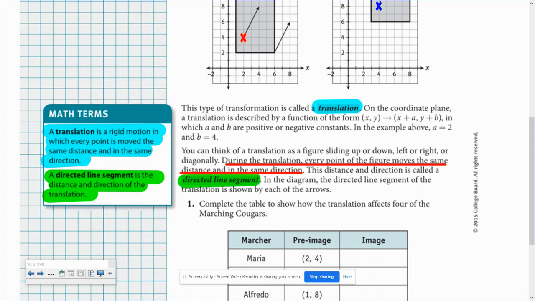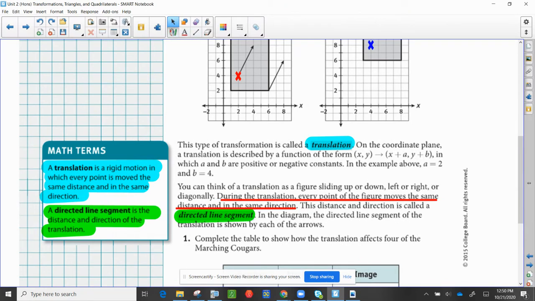Okay, so on the coordinate plane, a translation is described by a function like this. So we would say x comma y, your arrow, remember from our last lesson, just means goes to. So that goes to x plus a, y plus b. Now that's if something goes right or up. If we had something going left or down, we would say x minus a, comma y minus b. So if anything goes left or down, we would use minuses because we're going in the negative direction.